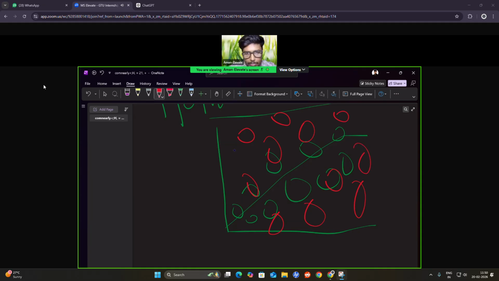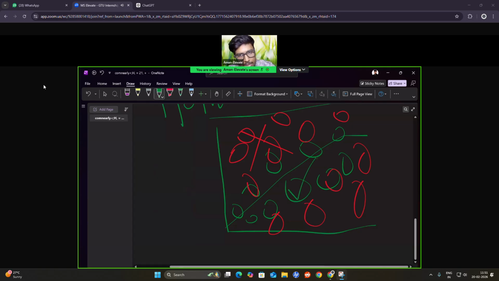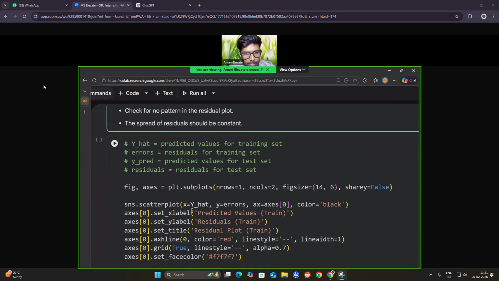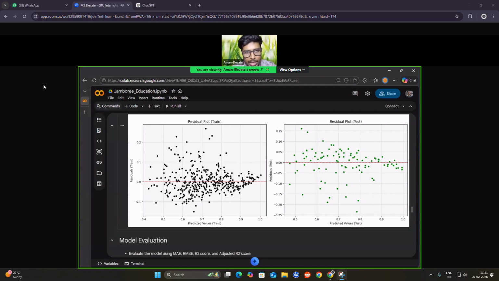Heteroscedasticity. So this is not what we wanted. We want this: homoscedasticity, in a line, in a sequence. To test the homoscedasticity, we can simply check whether our data is homoscedastic or heteroscedastic.